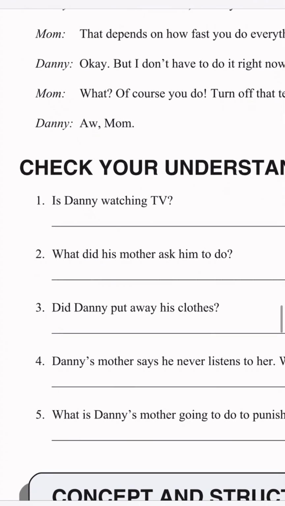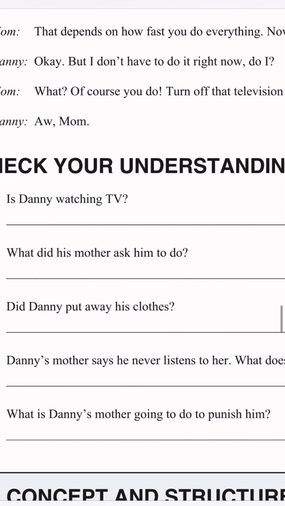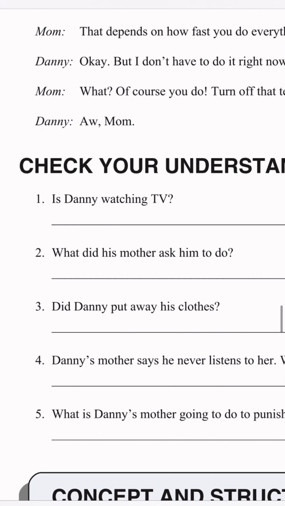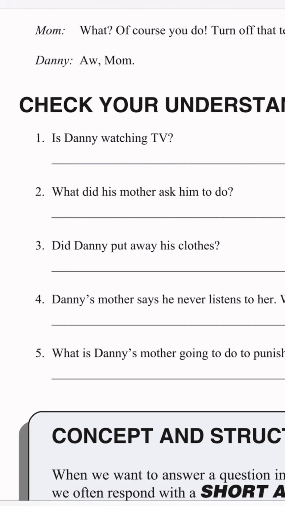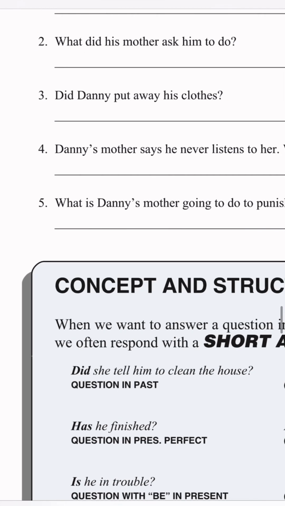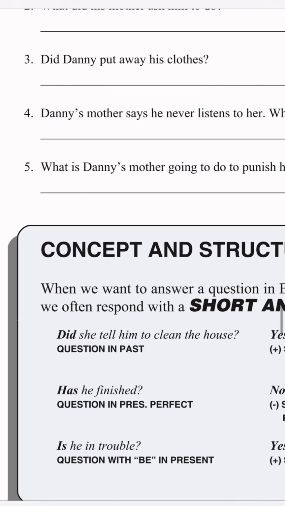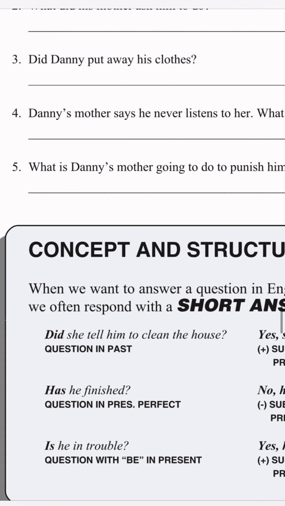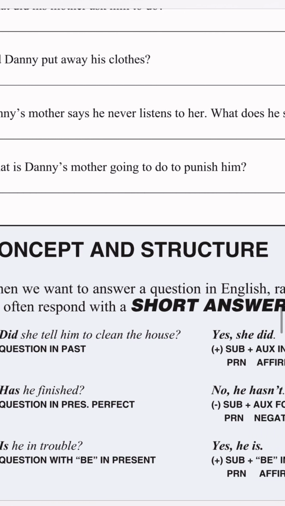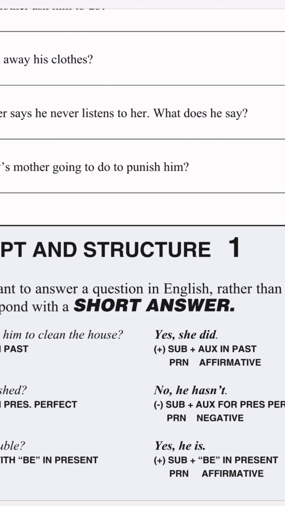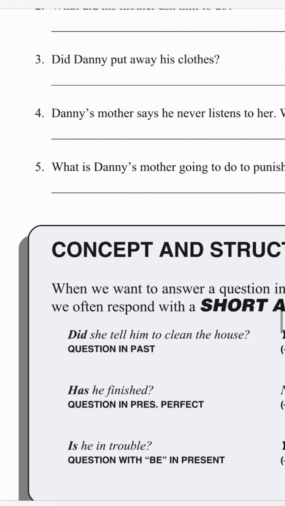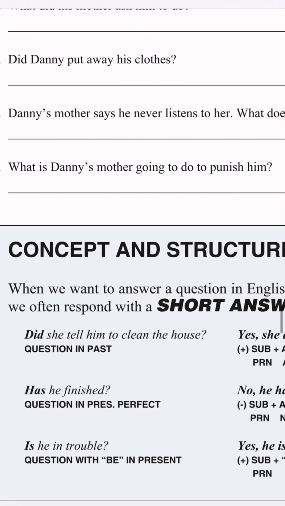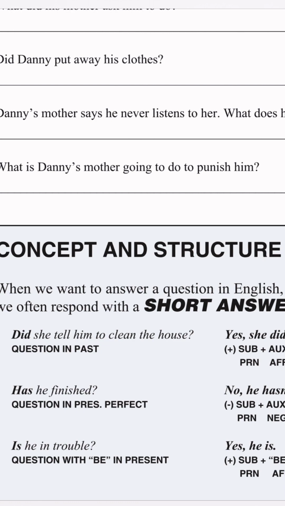We have here 5 questions to check your understanding. Question number 1, is Danny watching TV? Question number 2, what did his mother ask him to do? Question number 3, did Danny put away his clothes? Question number 4, Danny's mother says he never listens to her. What does he say? And question number 5, what is Danny's mother going to do to punish him?